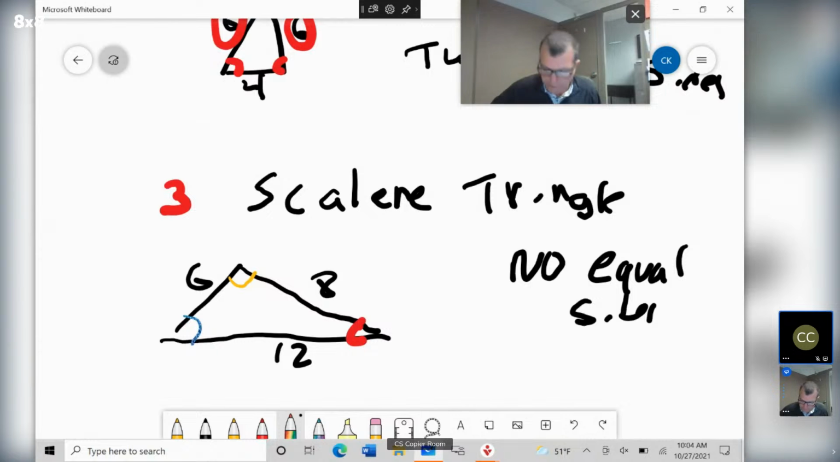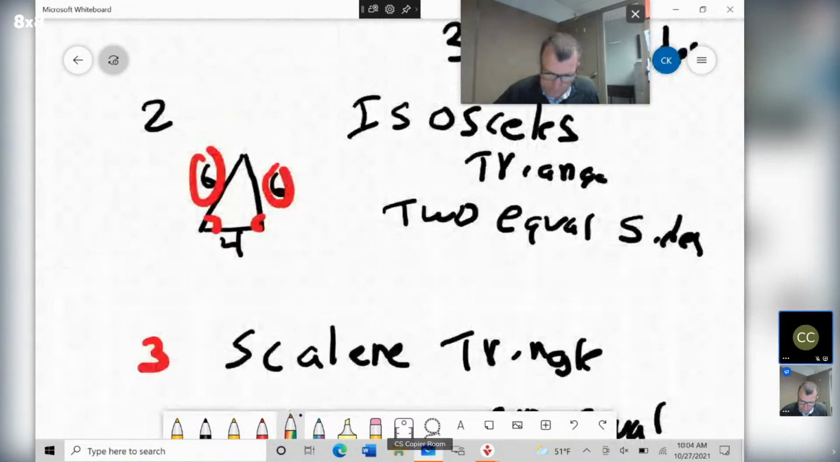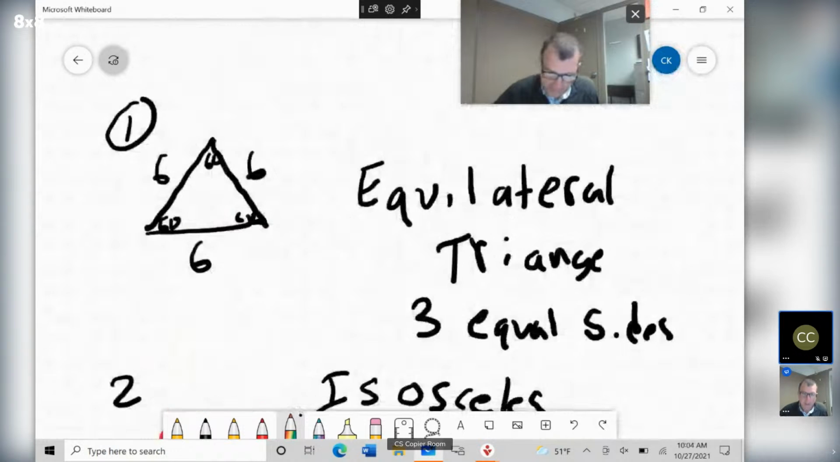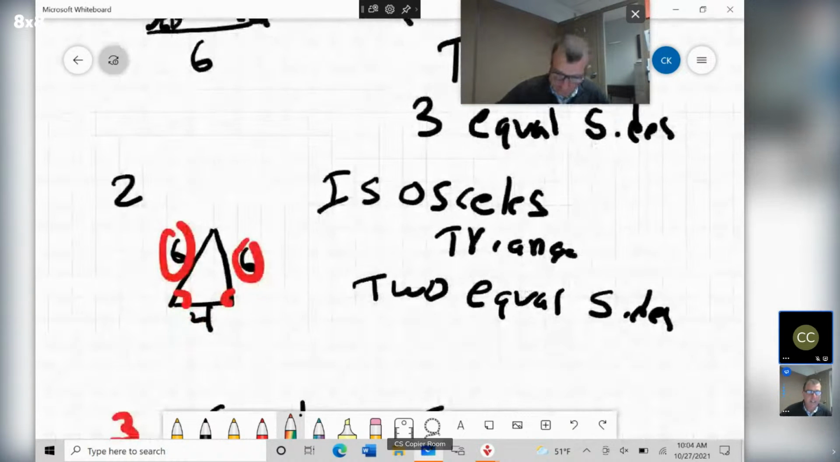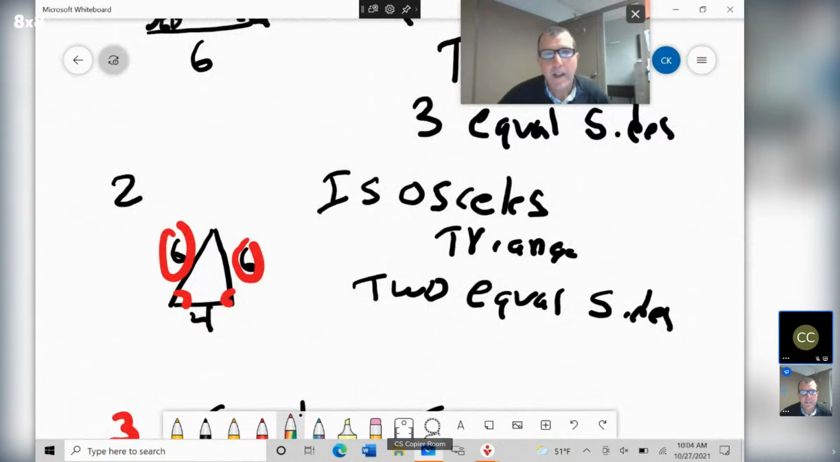So the three triangles we want to concentrate on, we'll go back over them again, is the equilateral. This one has three equal sides. If you see a triangle and all three sides are 6, 6, 6, or 8, 8, 8, or 10, 10, 10, you're going to say, oh, that's an equilateral triangle. Everything is equal. The next one is the isosceles. Isosceles has two equal sides. If you see a triangle and two of the sides are exactly the same measurement, you're going to know that's an isosceles triangle.